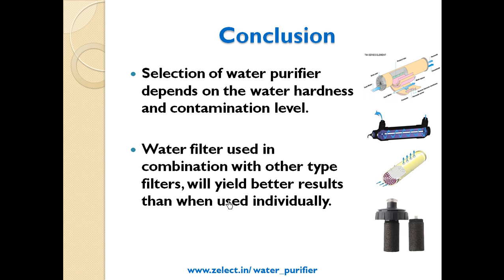Conclusion: the selection of a water purifier depends on water hardness and contamination level. If your water is hard, then definitely go for RO, otherwise you may consider UV, UF and activated carbon. Water filters used in combination with other types of filters will yield better results than when used individually.